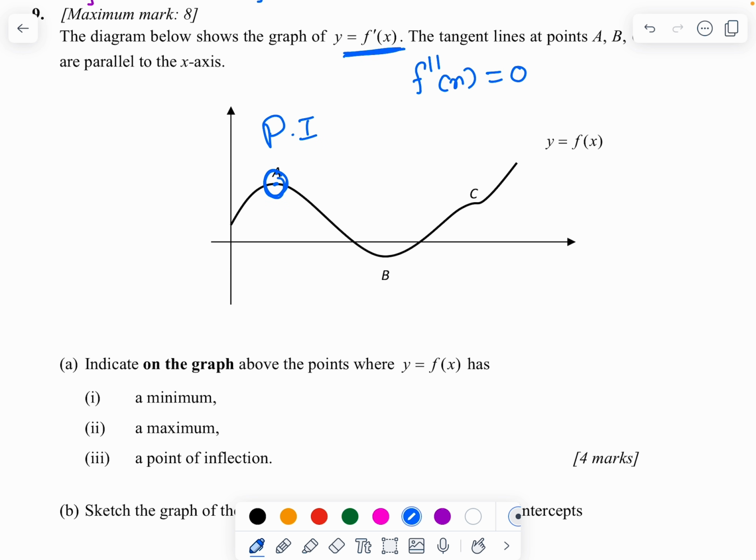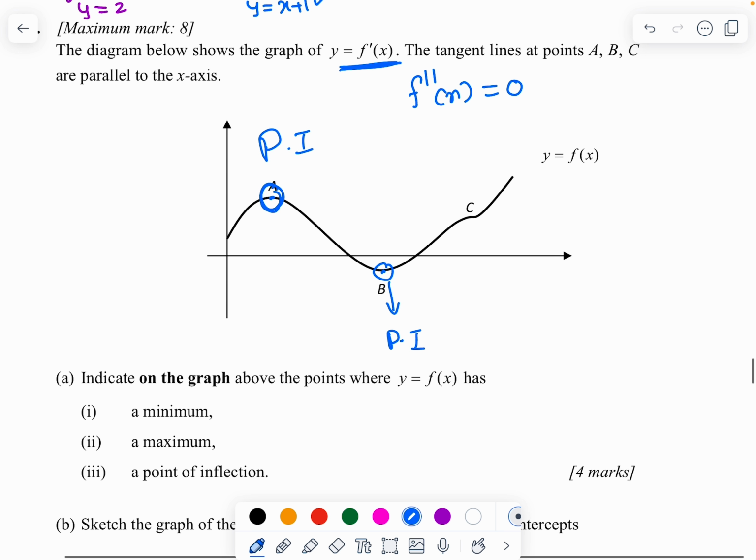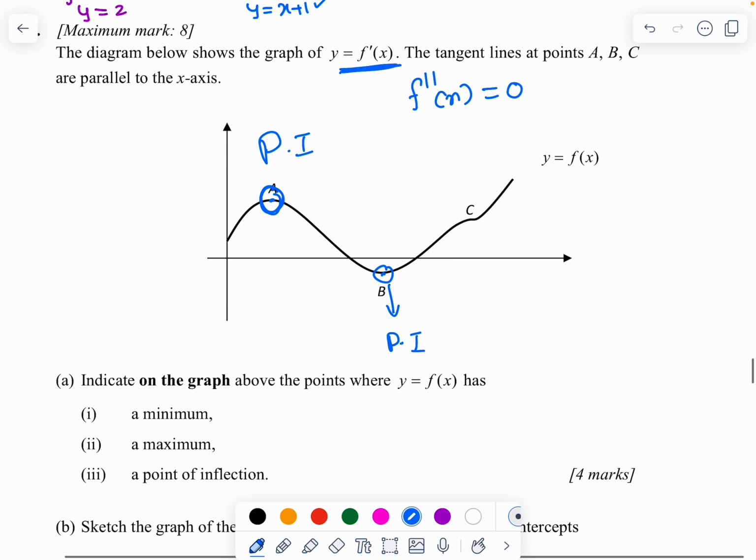So this is going to be my point of inflection. So this is also going to be my point of inflection. So that is going to be the point of inflection. Now, the minimum point and the maximum point. So what is going to be the minimum point and the maximum point? We know that this is going to be your maximum point, and this is going to be your minimum point.